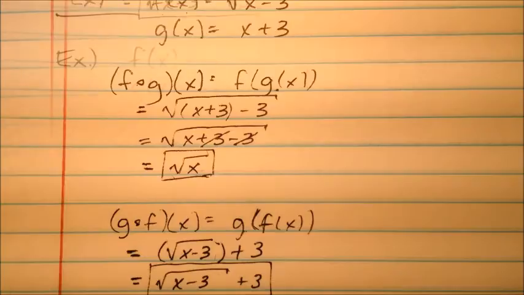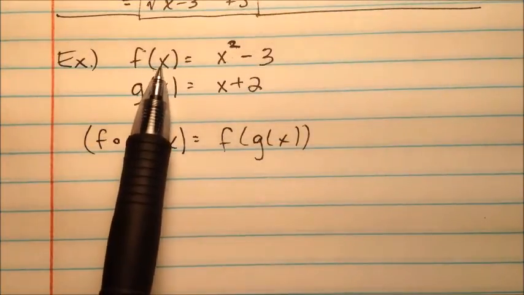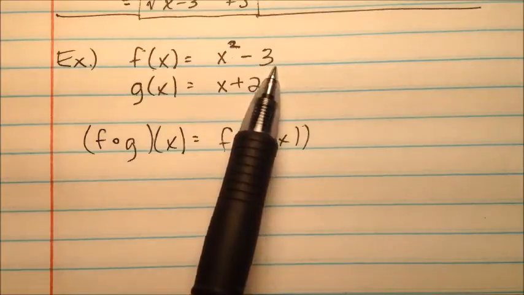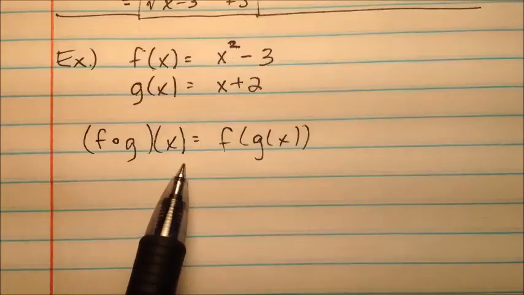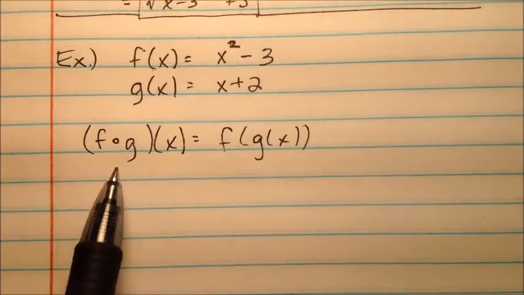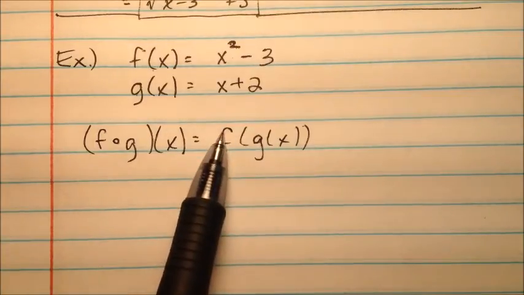In this third example, we have two more functions. f of x is going to be defined as x squared minus 3, and g of x is going to be defined as x plus 2. So we're going to do the composition both ways again. So the first one is f circle g of x, which again is putting g into f.